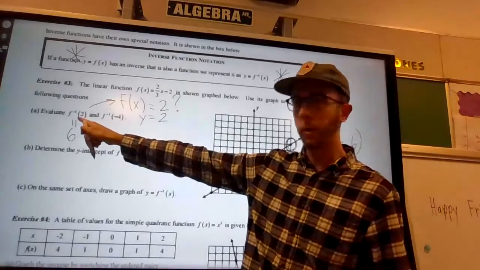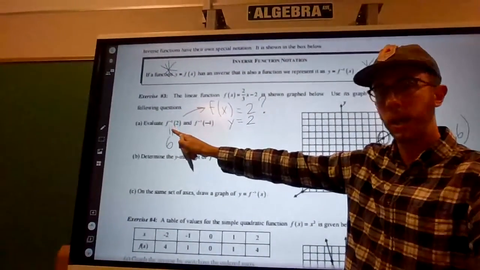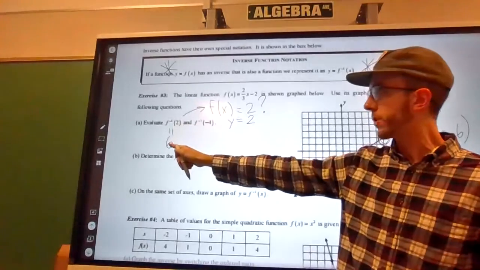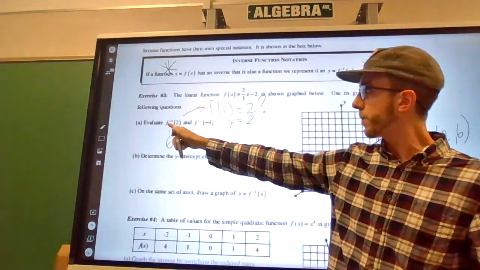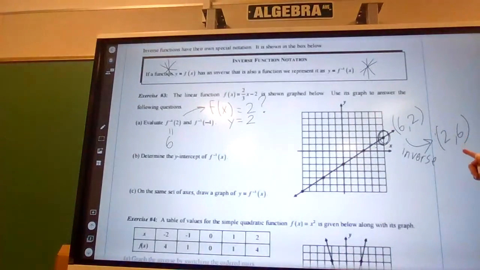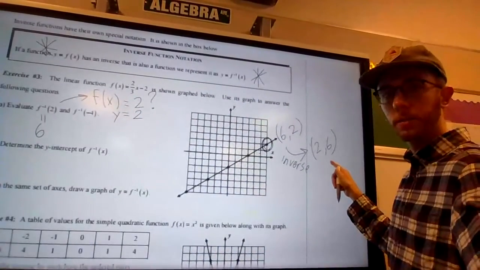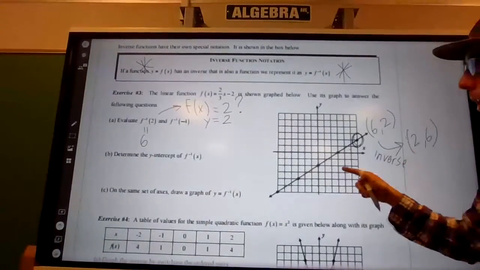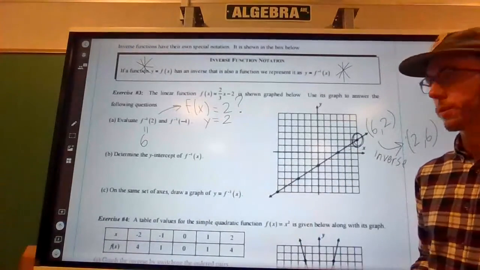And that's exactly what this shows here. f inverse of 2 equals 6. That says on our inverse function, when x is 2, y is 6. It's exactly what we have here. So f inverse of 2 equals 6.